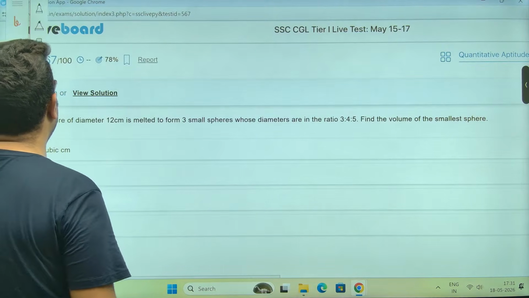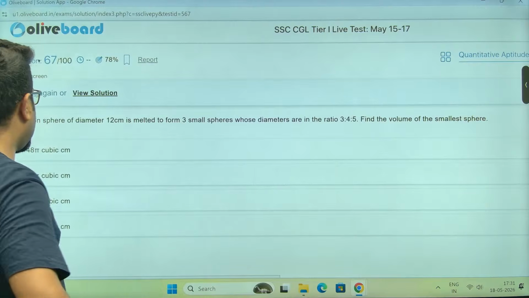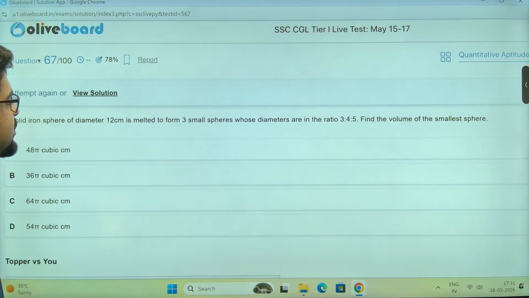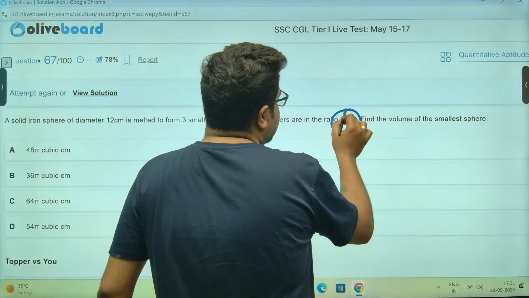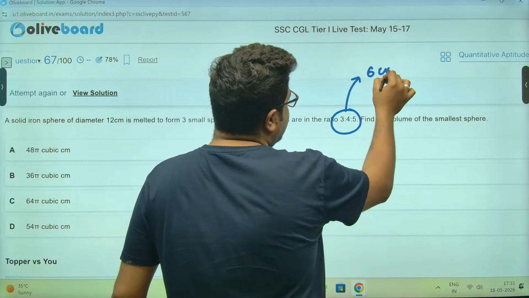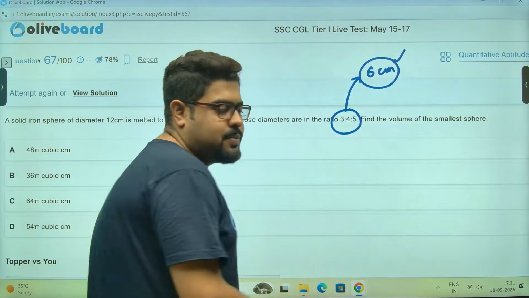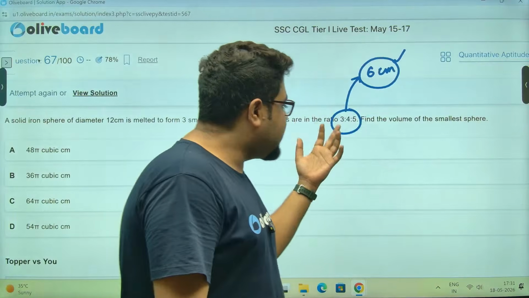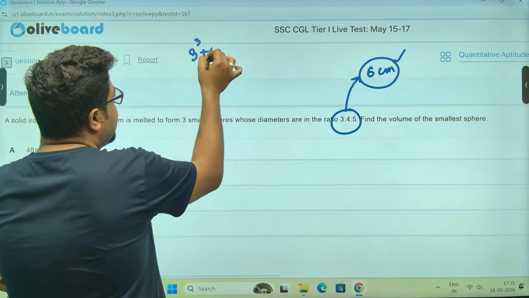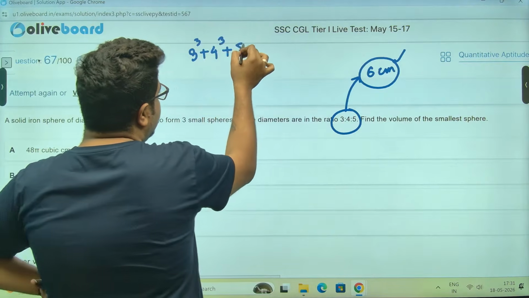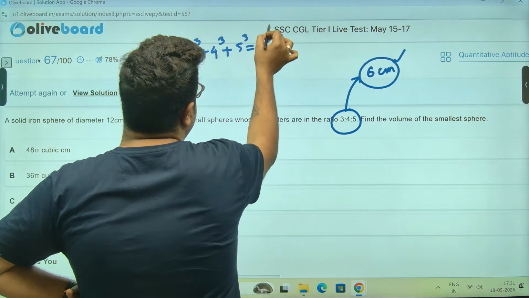Sir, next one. Solid iron sphere, diameter this much, melted into 3 spheres with this ratio, 3, 4, 5. Again, those who know, they know. Sir, 6 centimeter, if you do it, you get 3 ratios. So 3, why? Because 3 cube plus 4 cube plus 5 cube gives you 6 cube, sir.